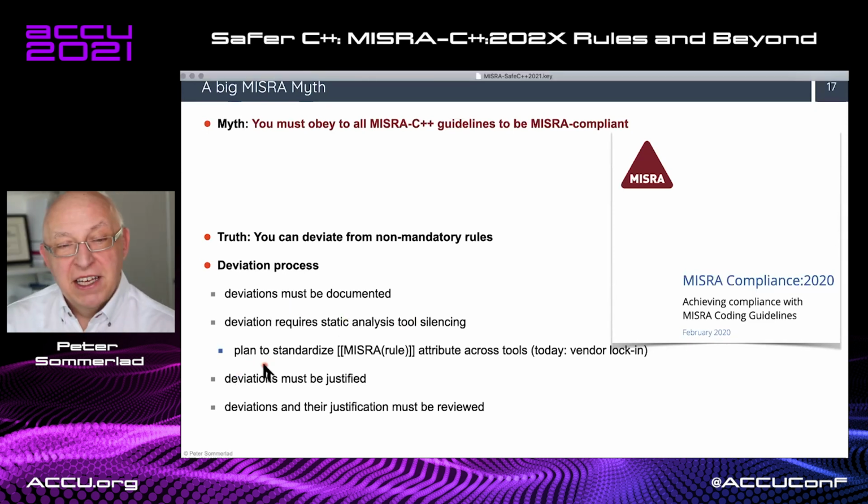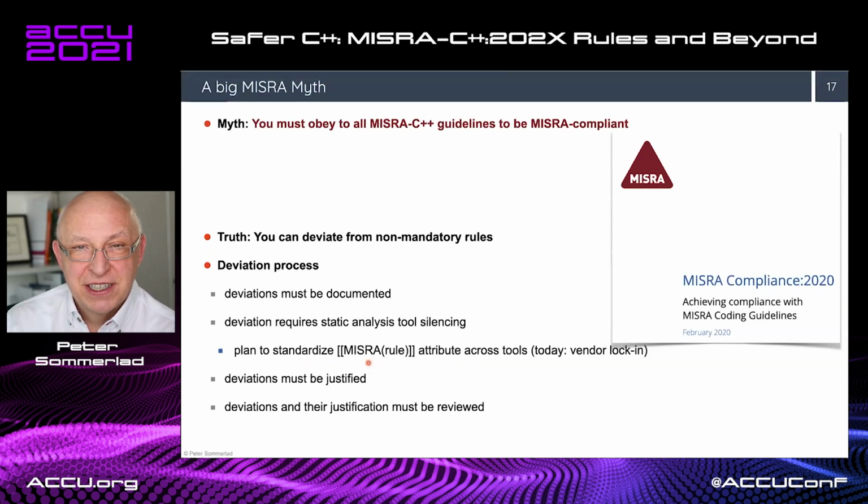There was an idea to standardize a MISRA attribute that would actually allow us to specify deviations in the program code, but I think that is not happening for the next MISRA release because the existing tools have other means to suppress guidelines individually, usually with special comments. Maybe the vendors get together and define such a common attribute, but it will not be defined by the MISRA guidelines.